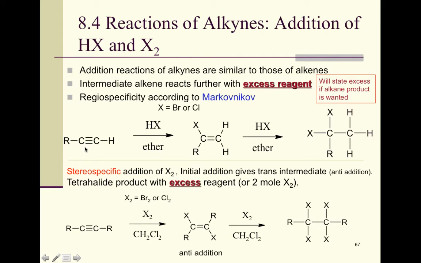In the first reaction, the alkyne is converted to an alkene. Undergoing further reaction with excess reagent, we get our alkane, and it is going to be disubstituted. The halogens will be on the same carbon as each other. If we have X2 adding across the triple bond, again, excess reagent must be shown, or we'll also mention that there are 2 moles of the halogen in there.